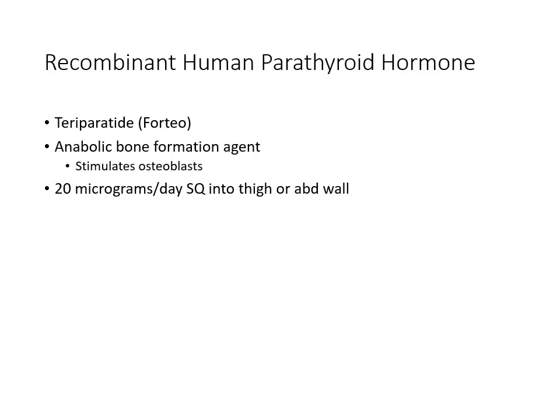The next one is the recombinant human parathyroid hormone, Forteo or teriparatide. This is an anabolic bone formation agent which stimulates osteoblasts. The normal dosage is 20 micrograms per day, subcutaneous into the thigh or the abdominal wall.